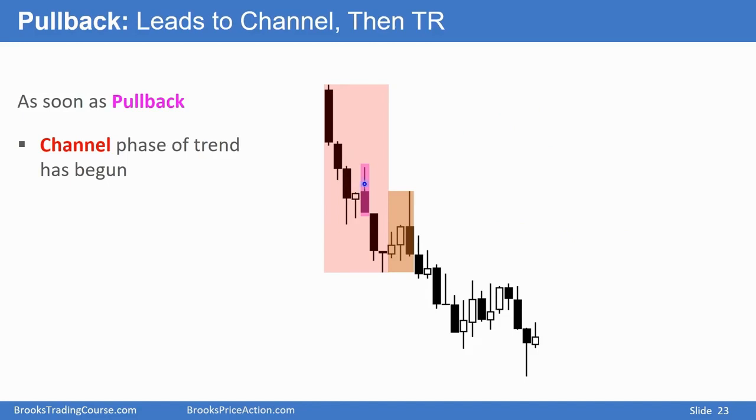As soon as you get a pullback, either here or here, traders begin to decide the breakout phase has ended and it's now a channel. If the channel is tight like this, all the pullbacks lasting 1 bar, sometimes 2 or 3 bars, then it's better only to be shorting.